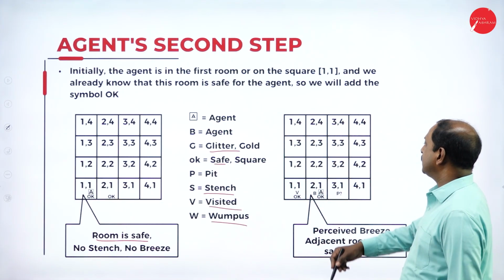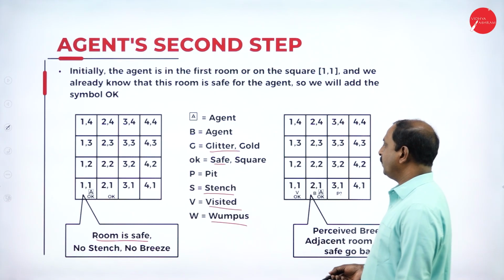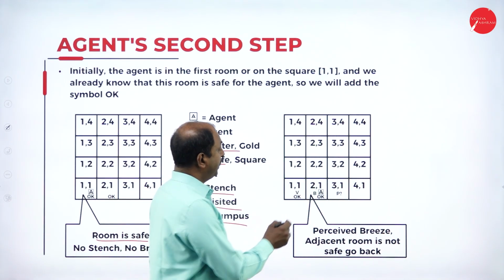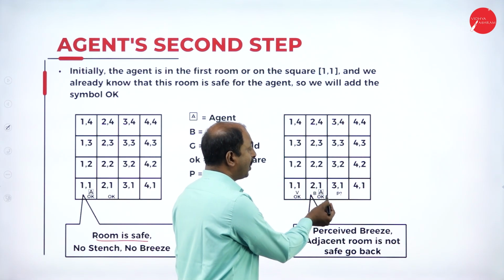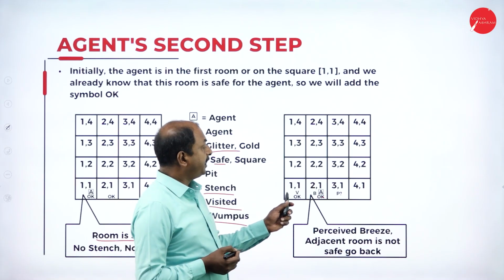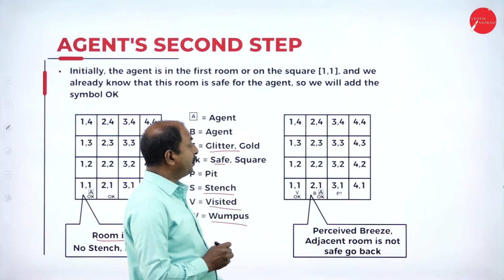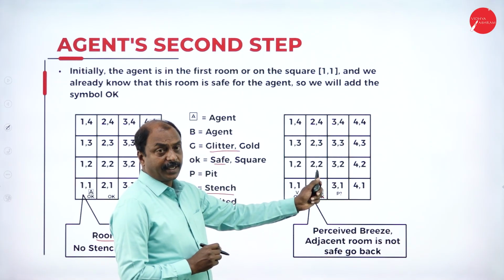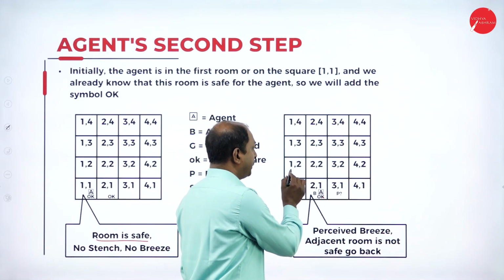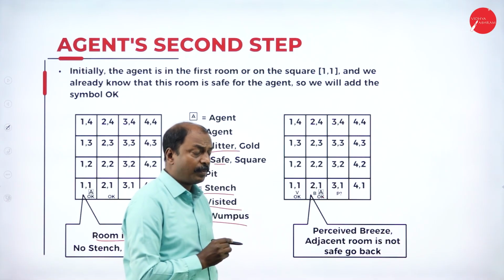Now what would be the next movement of the agent here? If you look at the example, the option is that he can move to 2, 1 or 1, 2. And one more condition is that the agent cannot move diagonally. So he cannot go to 2, 2 directly. So the options for the agent are either 1, 2 or 2, 1.